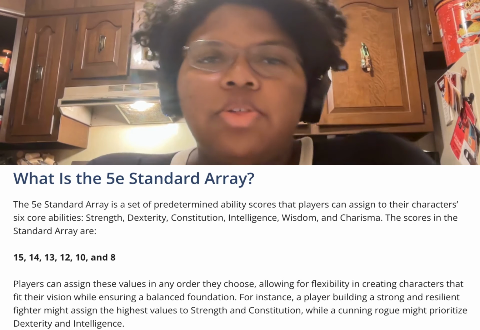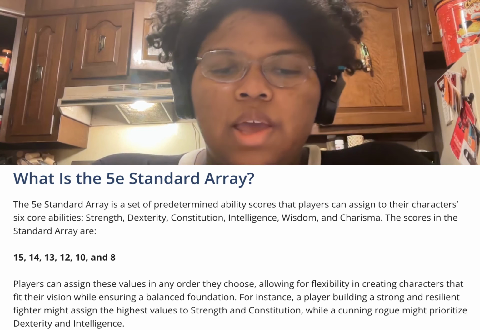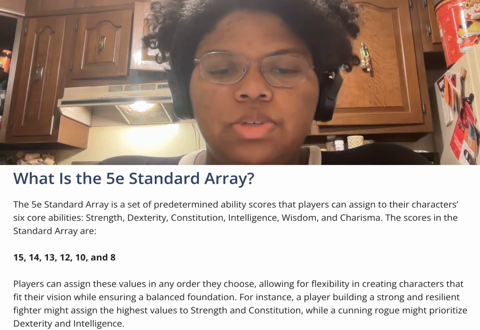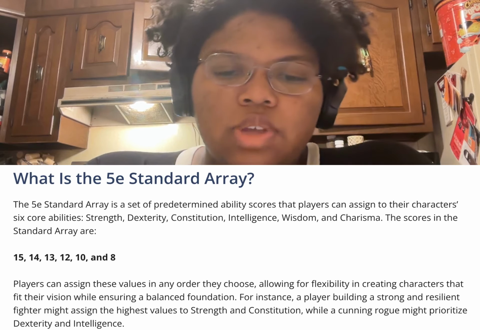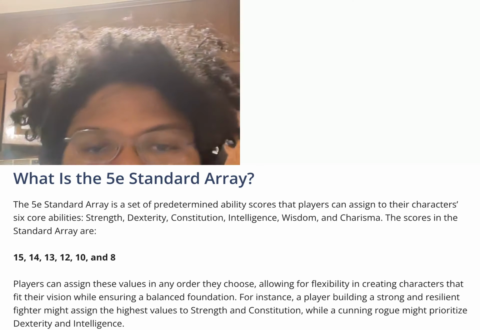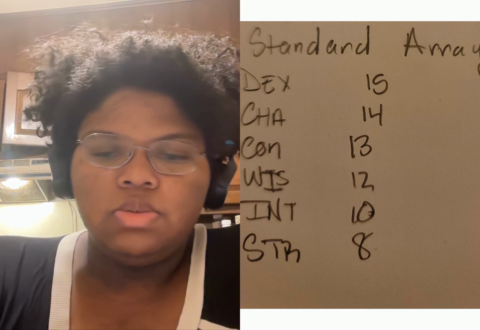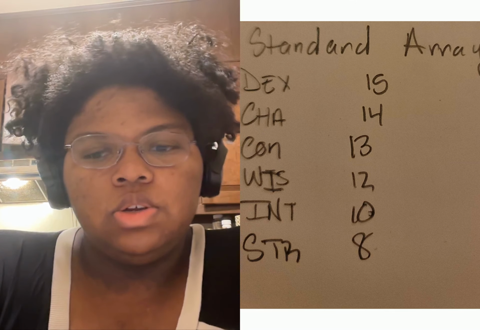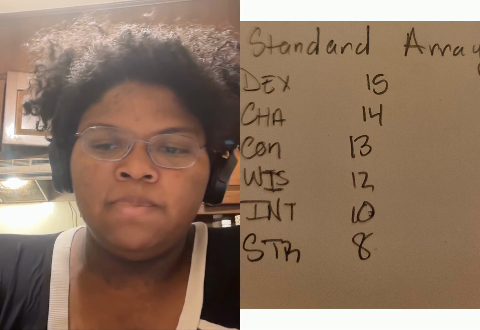methods. The second method is picking from the standard array. The standard array is 15, 14, 13, 12, 10, and 8. Like with rolling, you assign the numbers to the abilities that you feel suit your character. In this case, 15 will be dexterity, 14 charisma, 13 constitution, 12 wisdom, 10 intelligence, and 8 strength.